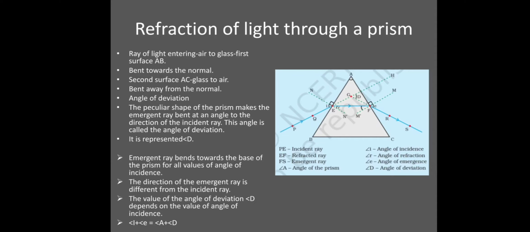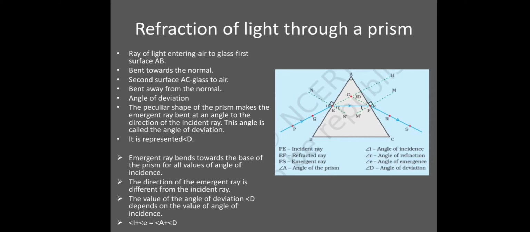Now we are comparing the angle of incidence and the angle of refraction at each refracting surface of the prism. So now we are comparing angle I and angle R. The peculiar shape of the prism makes the emergent ray bend at an angle to the direction of the incident ray, and this angle is called the angle of deviation, which is represented by capital D.